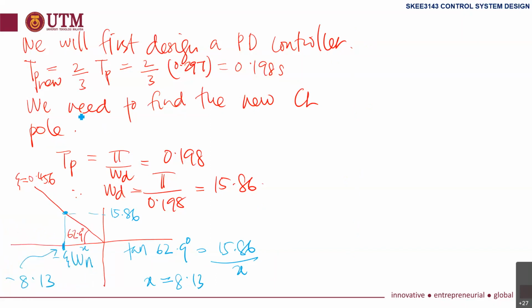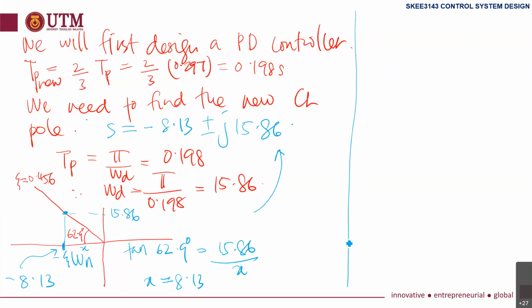Therefore, the desired closed loop form is S equal to minus 8.13 plus minus J 15.86 obtained from here. So we managed to find the desired closed loop form based on the desired transient response to reduce peak time.